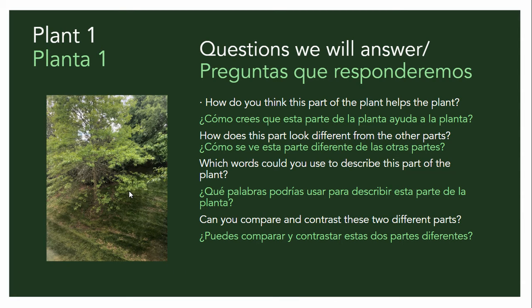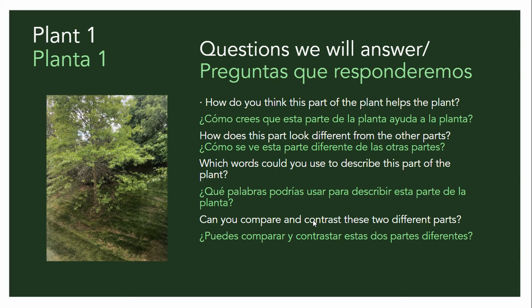How can we describe those? Well, we said they're both wood. They can both be brown in this picture. I see lots of brown. They can both be hard and stiff, but I think the tree trunk is a little bigger and the tree branch is a little smaller, a little thinner. And look at that, we've already answered our last question. Can we compare and contrast these two parts?